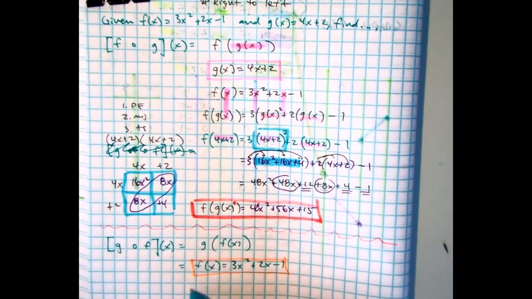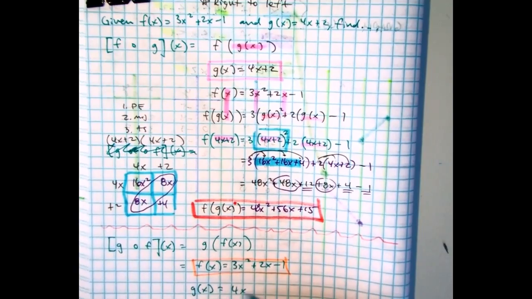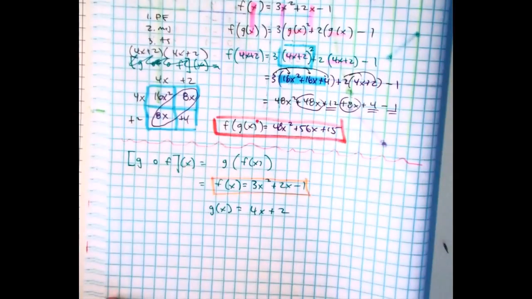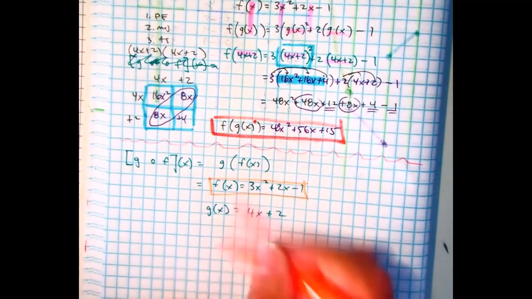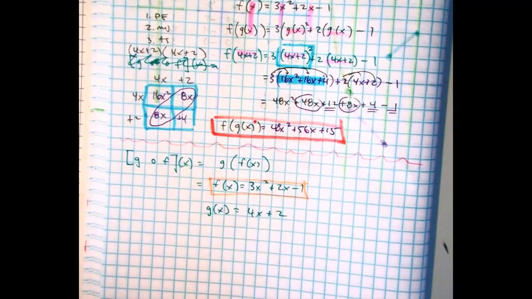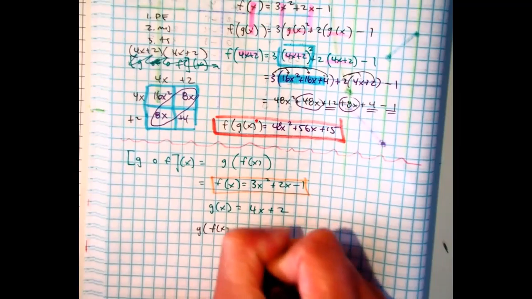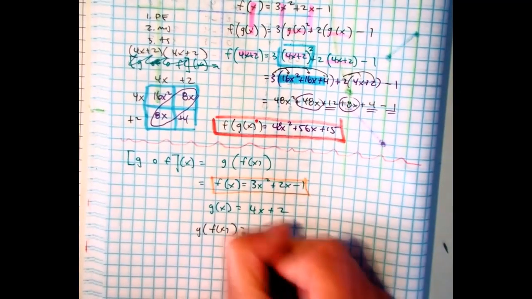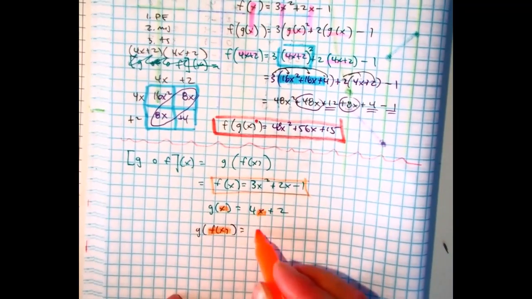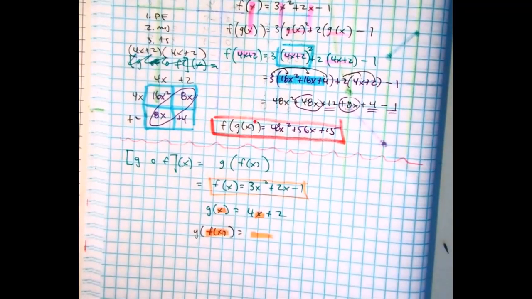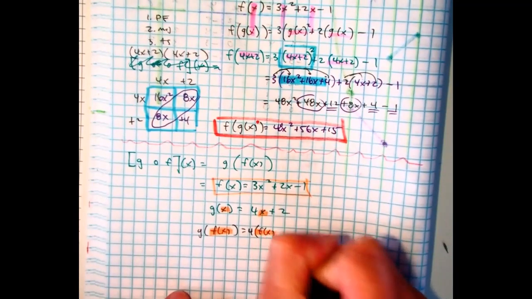If I just write the g of x, basically for every x value now, let's write that again, g of f of x. That basically says for every x value, we're going to write what? F of x. 4 times f of x plus 2.